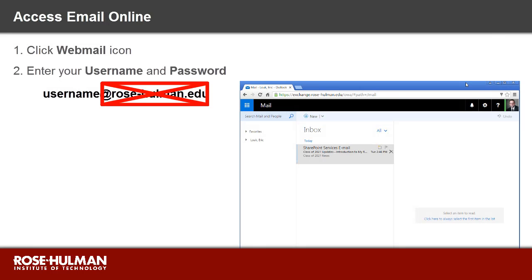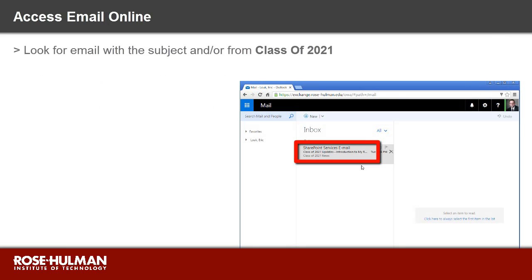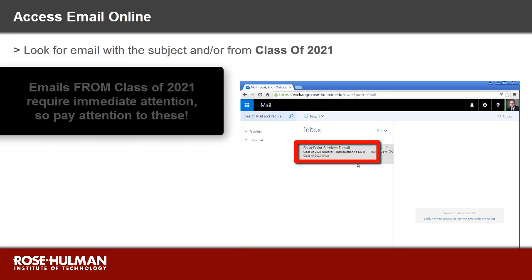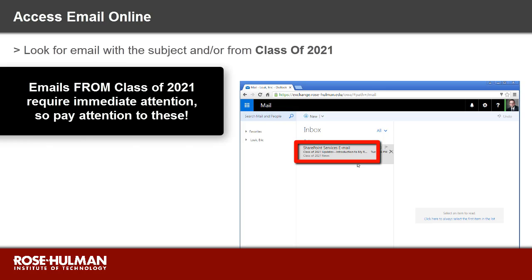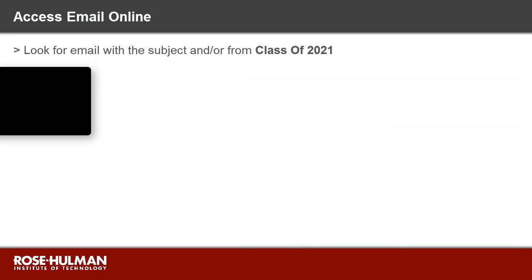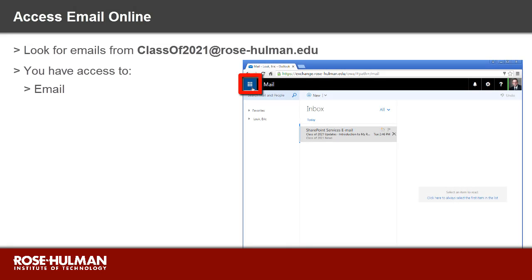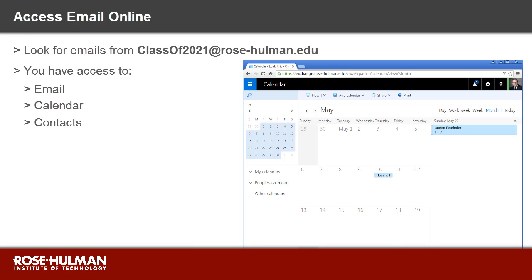Once you are logged in, look for emails containing Class of 2021 in the subject or from address. Emails that are from Class of 2021 require immediate attention. These emails are important notifications and deadlines, so please pay special attention to these. Along with email, you can access your calendar, contacts, and reminders.